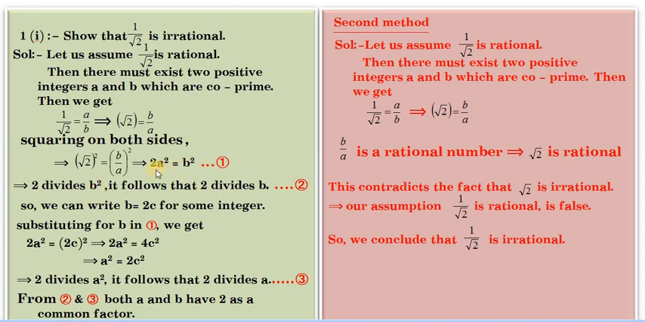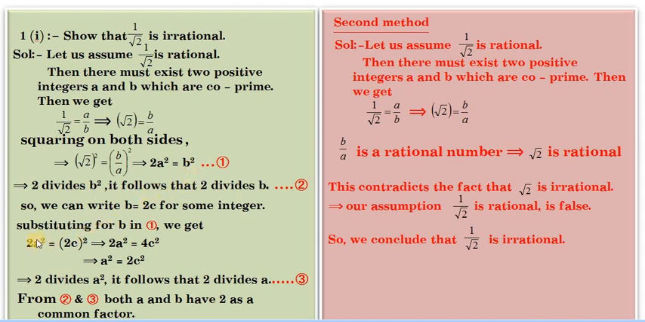Now carefully observe this. b square is a multiple of 2. That means 2 divides b square. From this it follows that 2 divides b. So that statement is marked as 2. So we can write this b as 2 into c for some integer c. Now you substitute the value of b in statement 1.